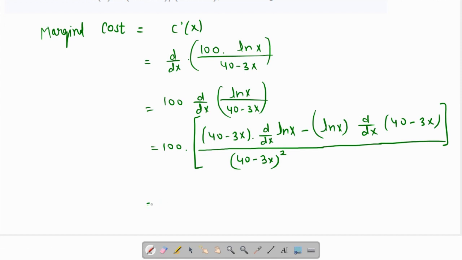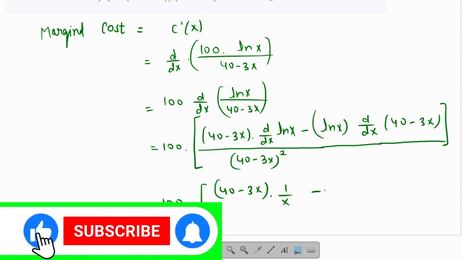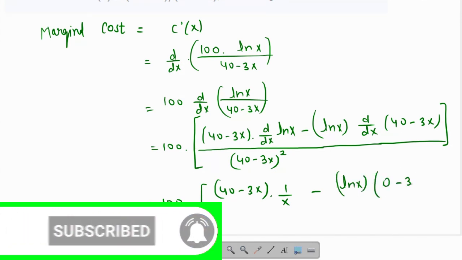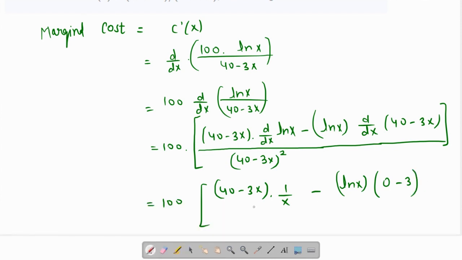So here we already have 100, and then we have 40 minus 3x, and the differentiation of ln x is 1 over x, minus natural log of x. Then we have the differentiation of 40, which is 0, minus 3 comes out, and the differentiation of x is just 1. So I'm going to write just minus 3 over (40 minus 3x) whole square.